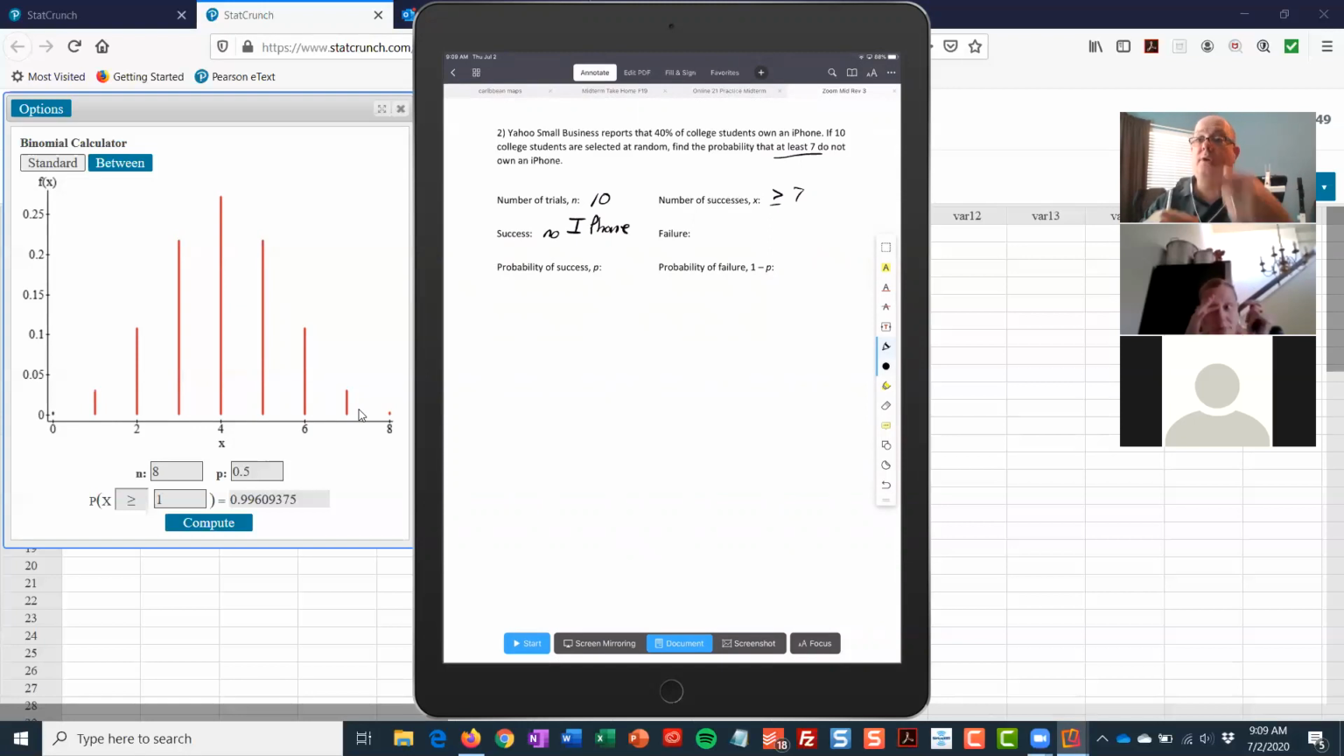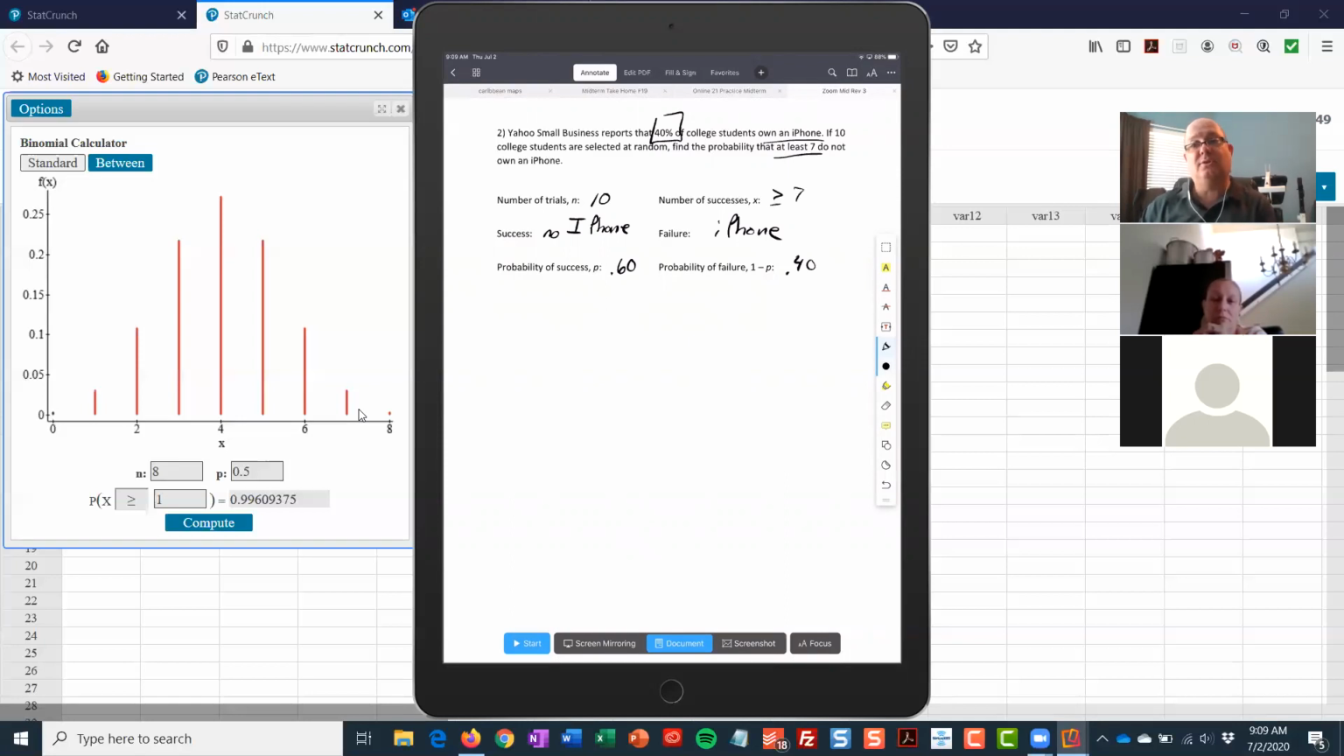The failure would be the complement of that, the people that do have an iPhone. And what we've got to figure out is, where does that 40% go? Does it go with not having an iPhone, or does it go with having an iPhone? Here it says that 40% own an iPhone. That is the probability of failure. That means that the probability of success for this problem is going to actually be 60%. If 40% have an iPhone, the rest, 60%, do not.